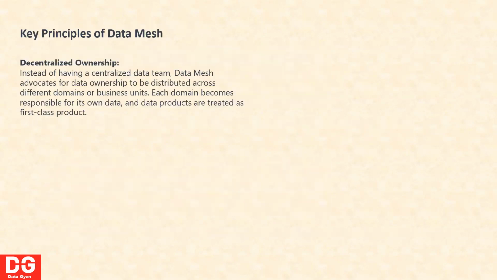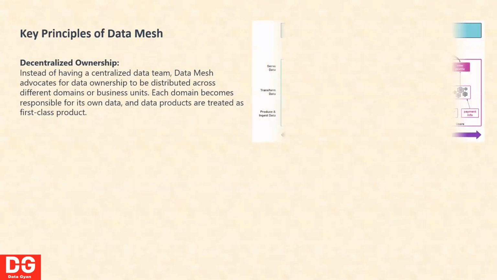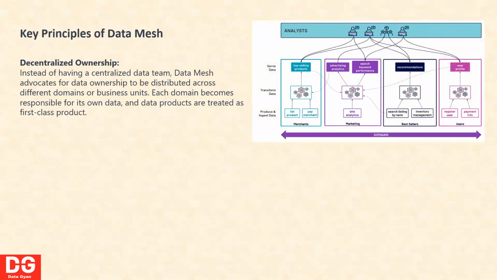Then we can move to the key principle for data mesh. So, decentralized ownership. This is the architecture. You can see how they are organizing the data in the diagram. Instead of having a centralized data team, data mesh advocates for data ownership to be distributed across different domains or business units. Each domain becomes responsible for its own data, and data products are treated as first-class products. Okay, this is the first principle of data mesh.